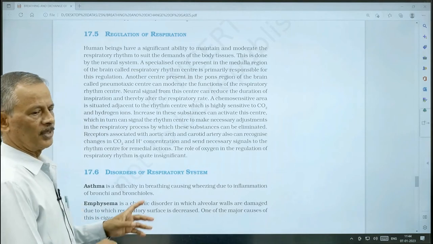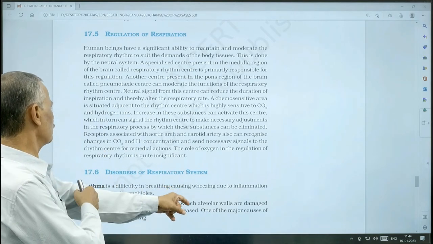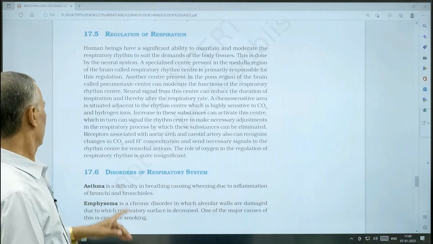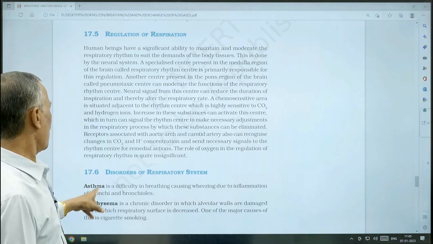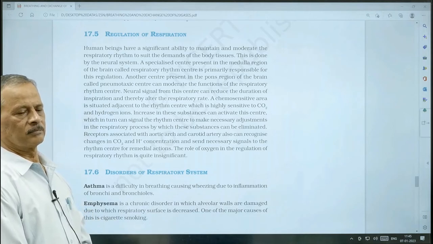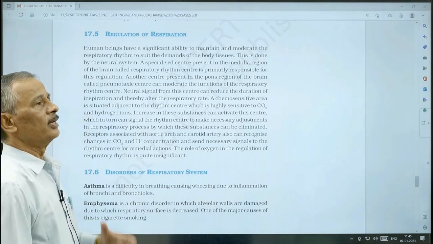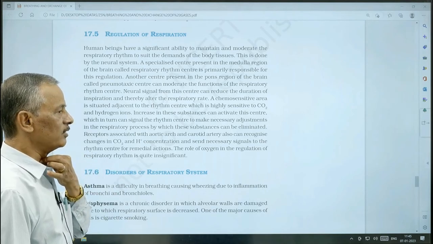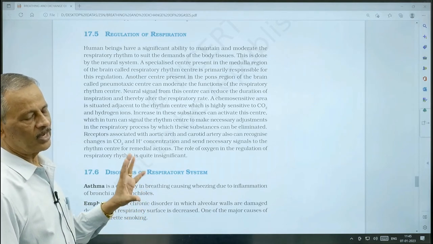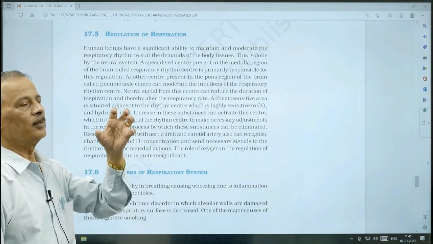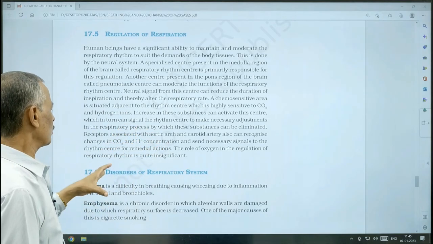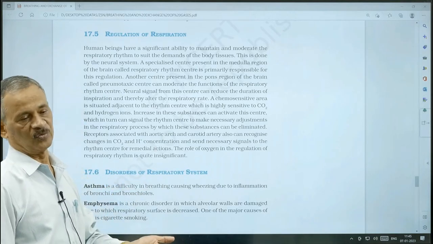Coming to the last part, namely the disorders of the respiratory system. What are the disorders? One, asthma. It is difficulty in breathing, causing wheezing, and it is due to inflammation of the bronchi and bronchioles. During asthma, the muscles of the bronchi, trachea, etc. undergo irregular contractions, and that makes expiration difficult.